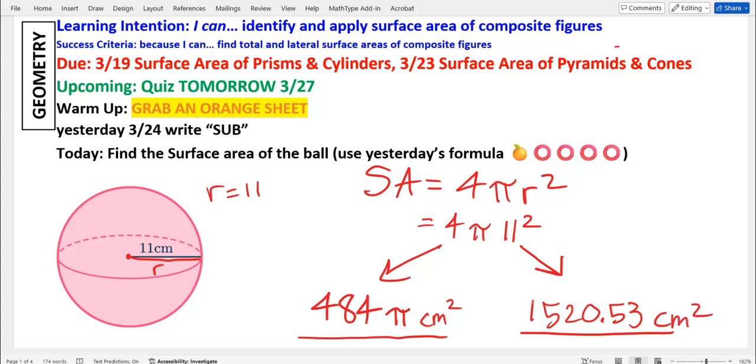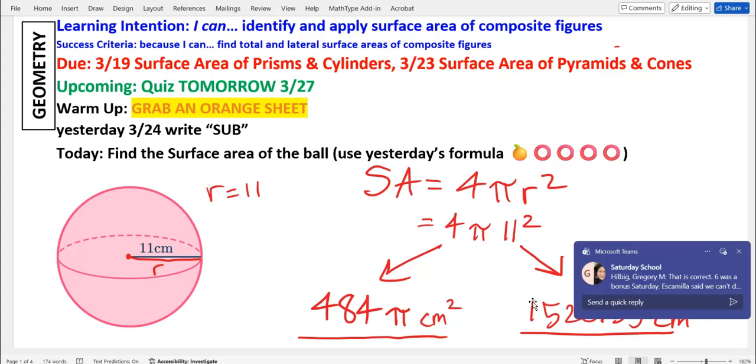Now I'm going to do attendance. Oh, don't forget, we have to do some notes on composite figures, okay? So as we're doing these notes today, I want you to remember yesterday, okay? Try to remember the condition. It's the same thing.